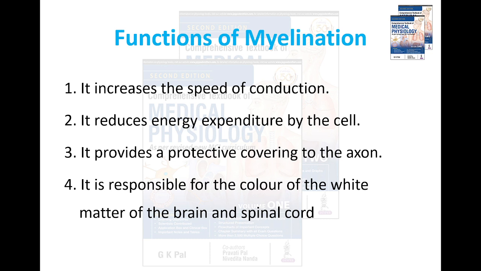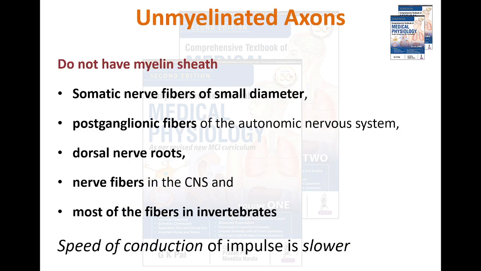Now the functions of myelination. It increases the speed of conduction, reduces energy expenditure, and produces a protective covering for the axon. It is responsible for the color of white matter in the brain and spinal cord. Unmyelinated axons include the somatic nerve fibers of smaller diameter, the postganglionic fibers of the ANS, dorsal nerve roots, and nerve fibers in the CNS, and most of the fibers in invertebrates. The speed of conduction of impulse is slower.